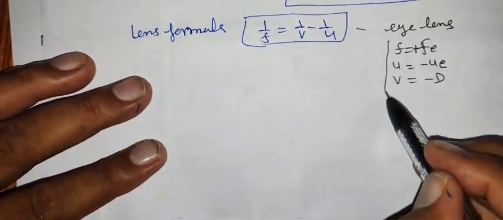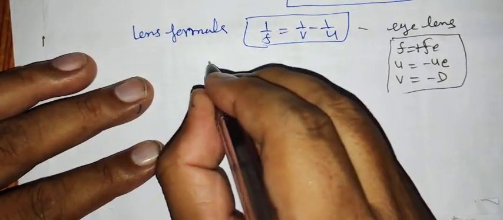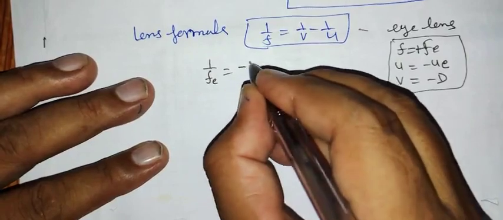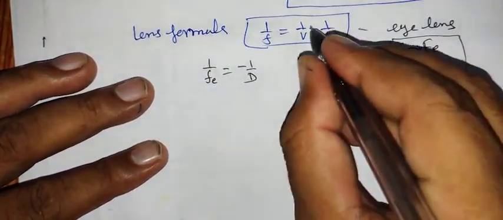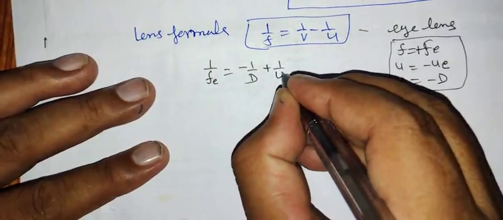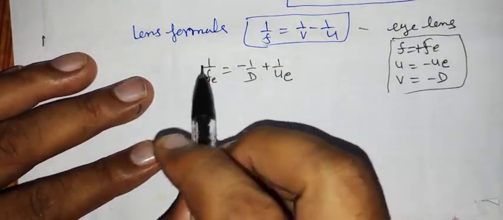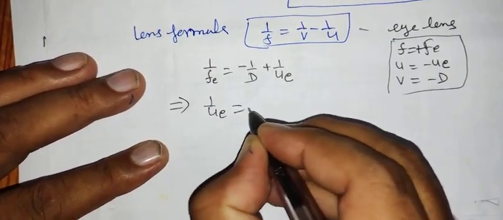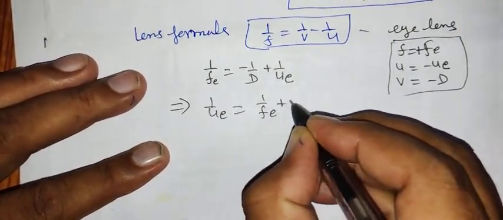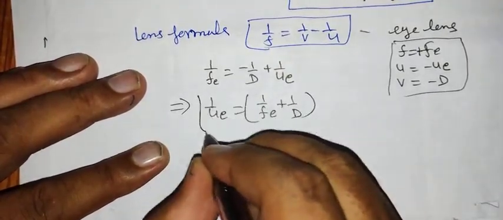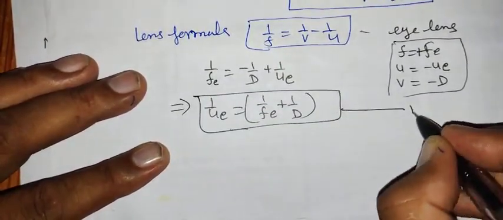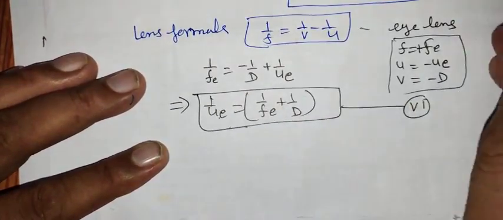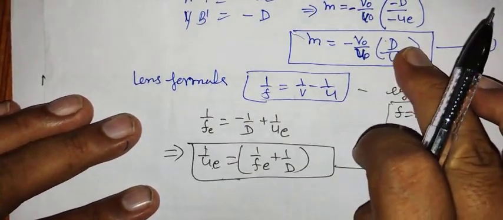Putting these three values in the formula, 1 by Fe is equal to minus 1 upon D, and minus minus becomes plus, when we place this value 1 upon Ue. So by this we may say 1 upon Ue is equal to 1 upon Fe plus 1 upon D. It is represented by equation number 6. Now we will put the value of 1 upon Ue in equation number 5.